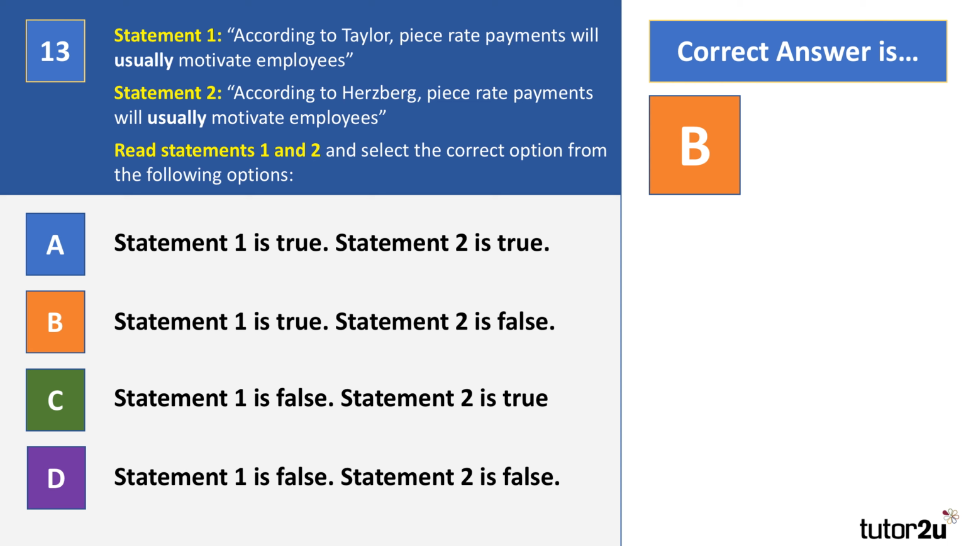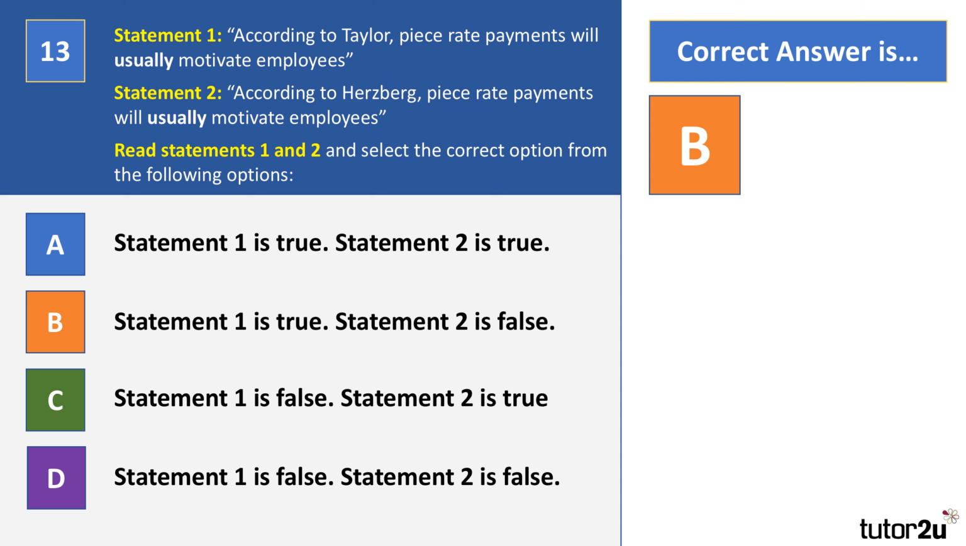Well, statement 1, Taylor. Taylor, the man behind Scientific Management, was a big fan of piece rate payments. In fact, he advocated piece rate payments based on how much is produced as a way of motivating and rewarding employees. So statement 1 is true, which means it can only be answer A or B.